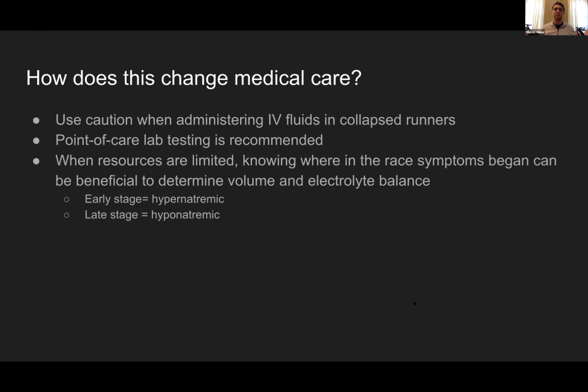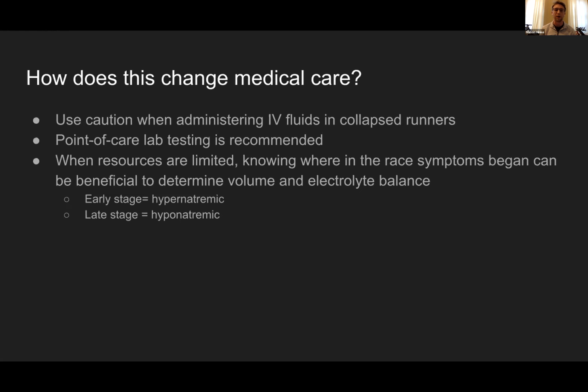So despite the limitations, I think this brings some interesting things to how we should approach medical care for these athletes. The overall message is definitely to use caution when administering IV fluids to collapsed runners, because it's simply hard to tell what their electrolyte status could be. It's recommended to use point of care lab testing so we can get that ISTAT sodium level and really know what is causing their symptoms.